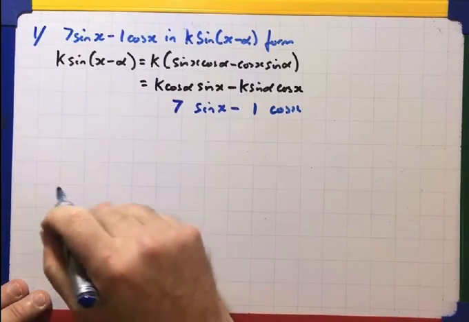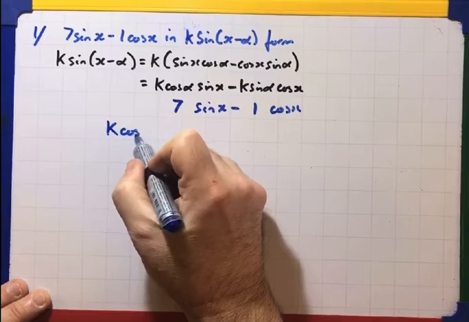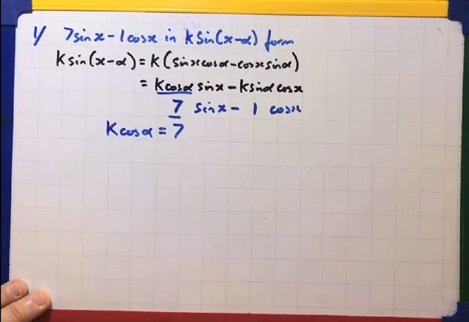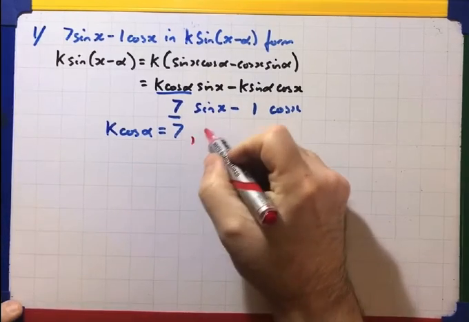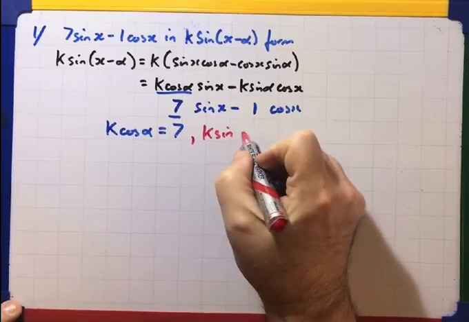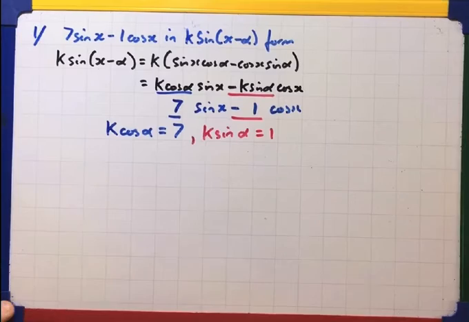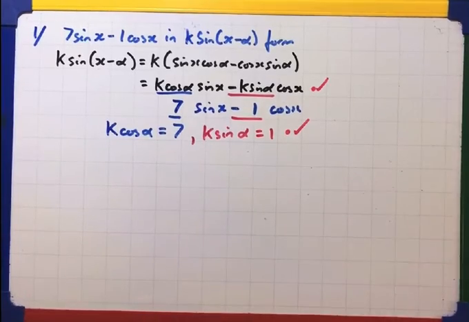And from that you can see, look, k cos alpha has to be 7 because that's got to be the same as that. And k sine alpha must be 1 because, look, minus 1 is the same as minus that. So k sine alpha is equal to 1. Okay, so we've got our two bits there. For expanding it properly, I gave you a mark, and for getting to this stage, I gave you a mark.